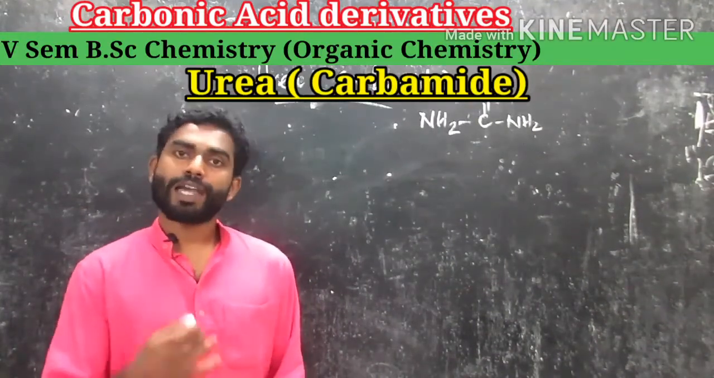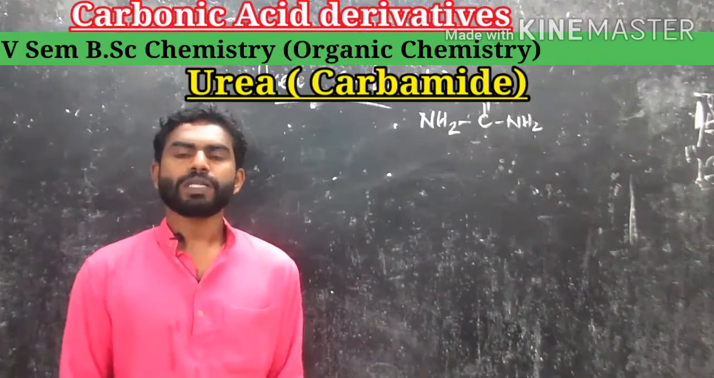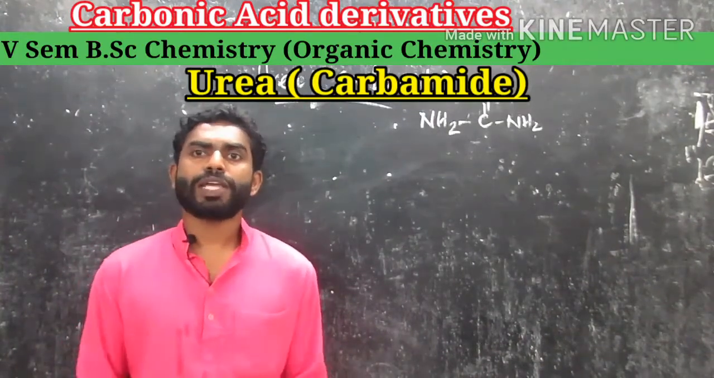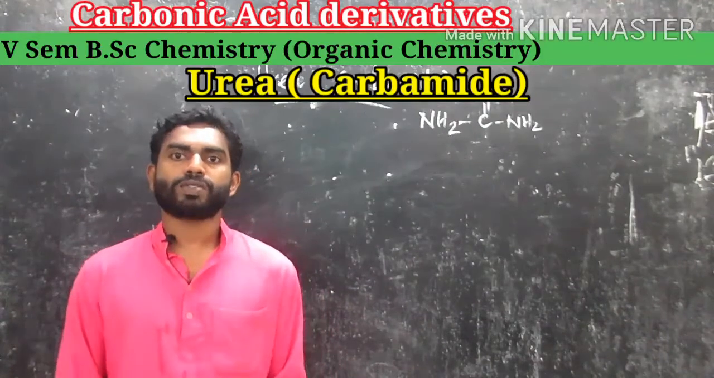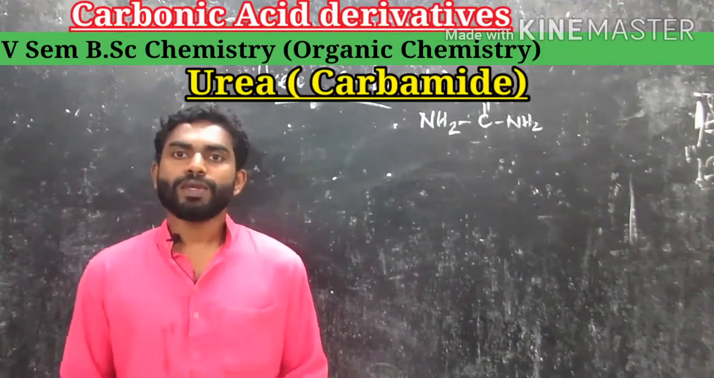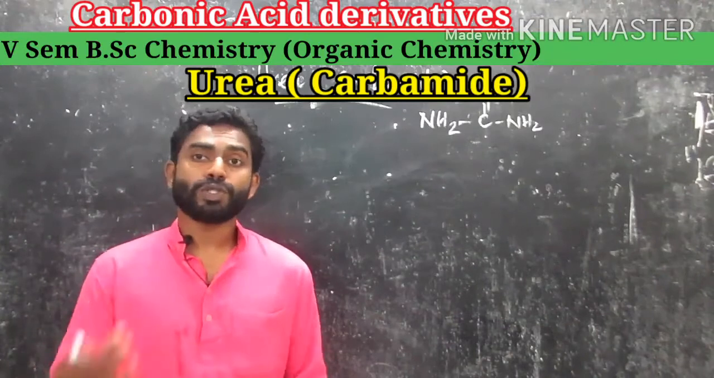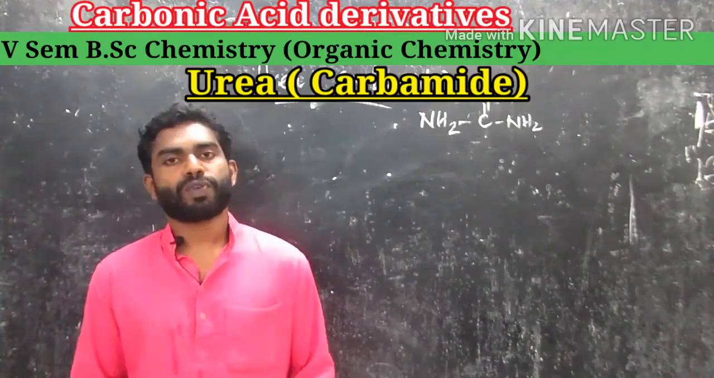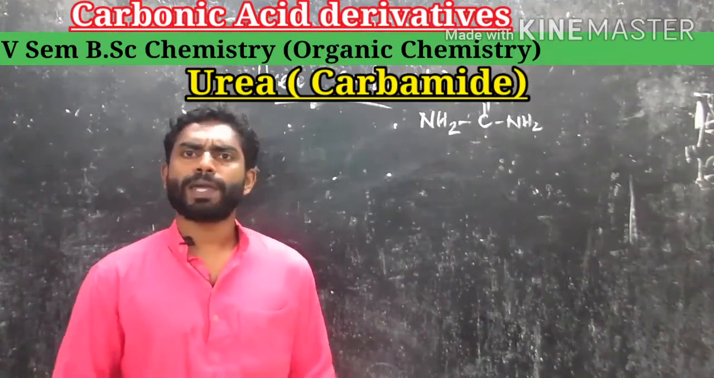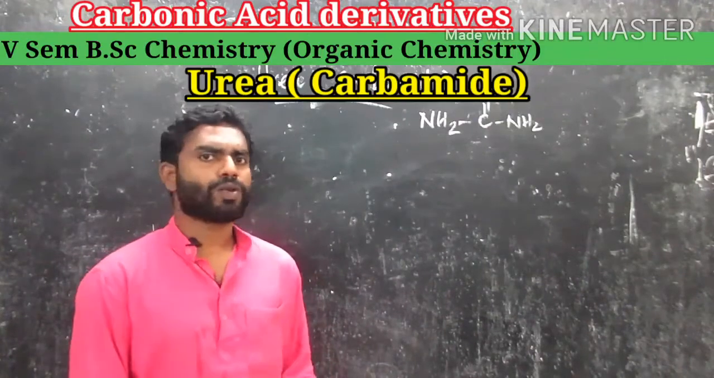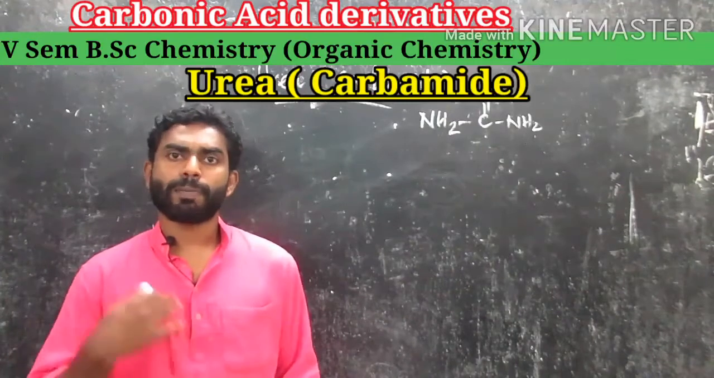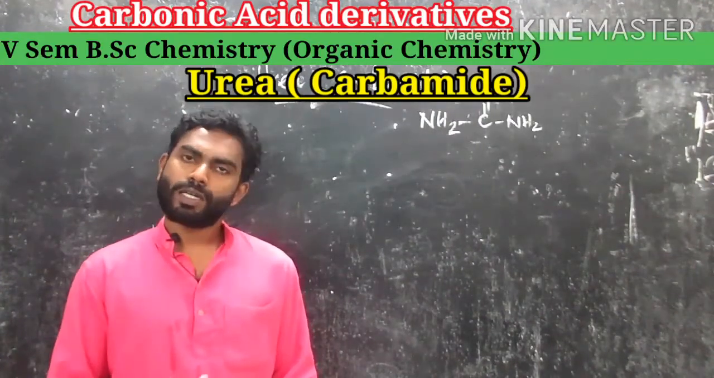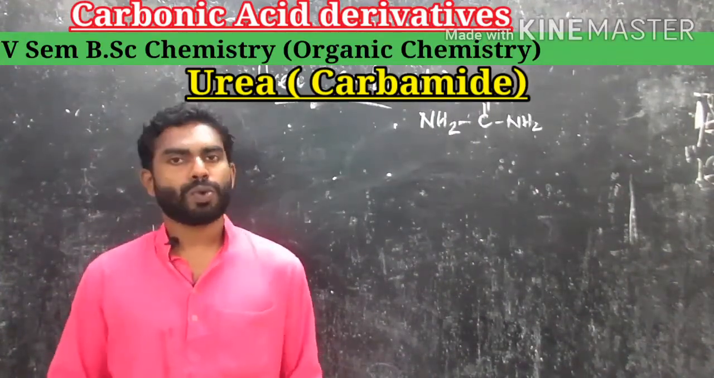Urea is an industrially important chemical as it is one of the best nitrogenous fertilizers. Several drugs like barbiturates are manufactured from urea. So urea has applications: it is one of the best fertilizers, and urea is used in the preparation of barbiturate drugs.